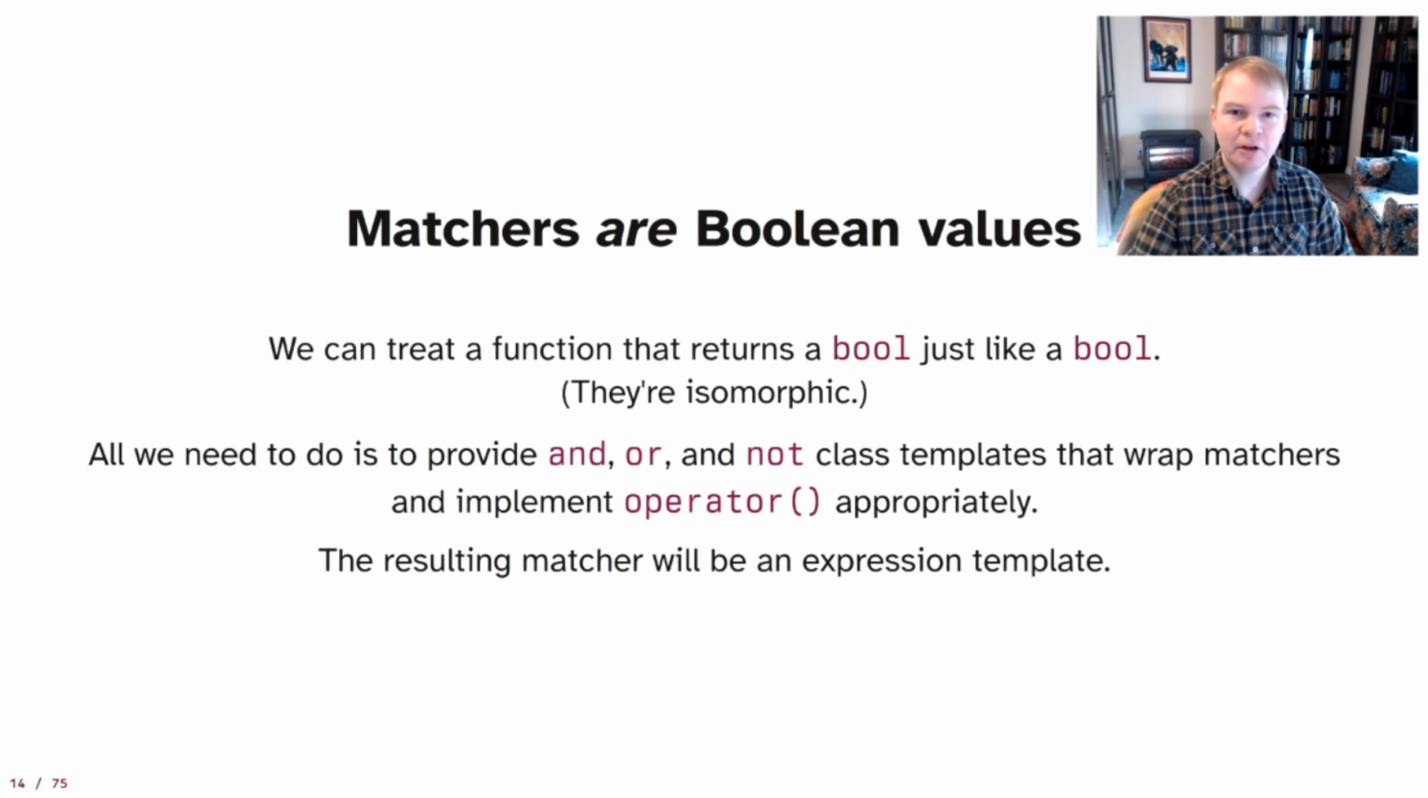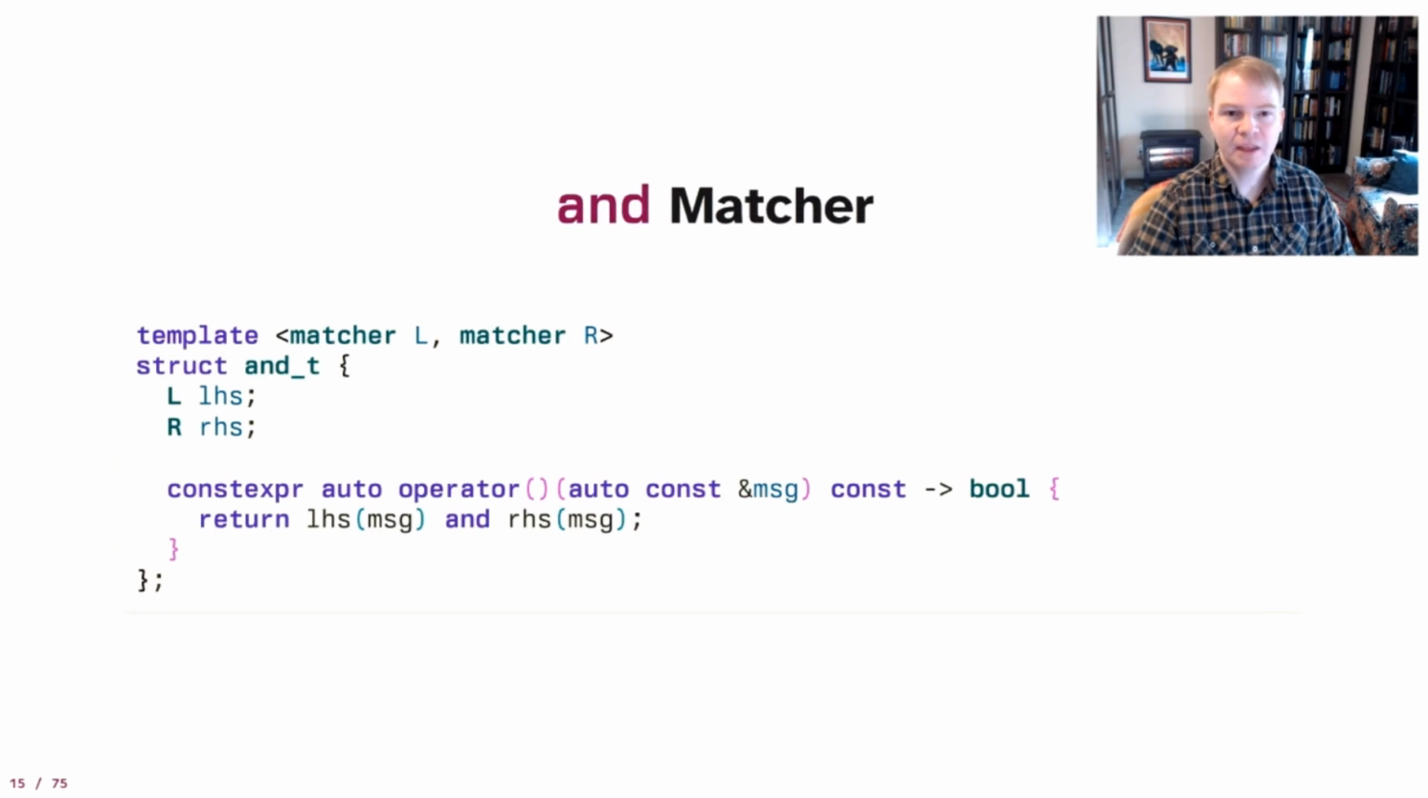Now, a matcher is a predicate. It's a function that returns a bool, so we can compose matchers just like we compose bools. If we make class templates for and, or, and not that wrap the underlying matches and implement the function call operator, we'll be able to compose matches in an expression template. Here's what that looks like in C++.